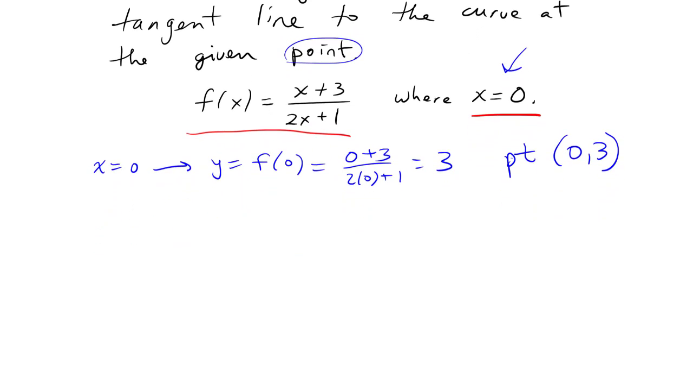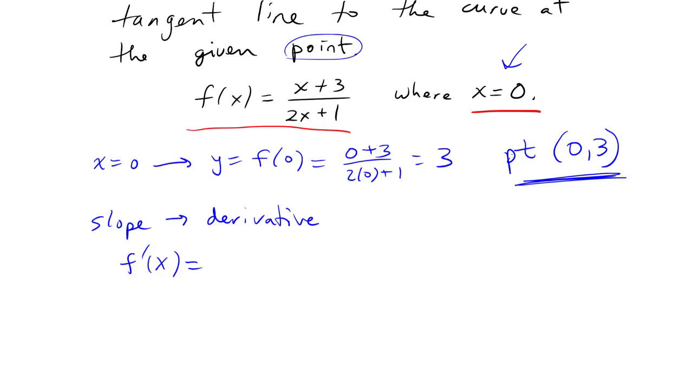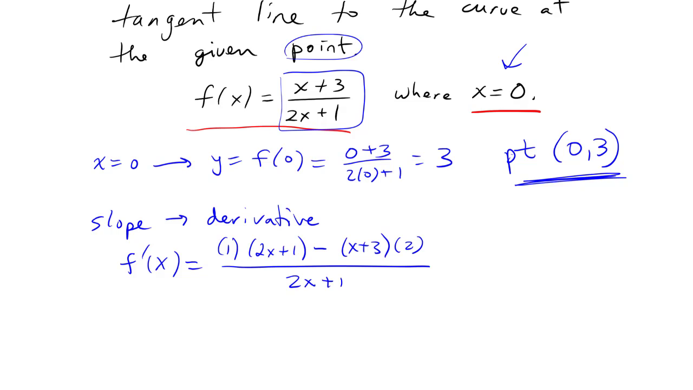So now, if we want the equation of the tangent line, we're going to need the slope and a point. Well, we already have a point on the tangent line, that's 0, 3. The slope is going to come from the derivative. So I need the derivative. So there's a quotient rule. Looking up here at x plus 3 over 2x plus 1, derivative of the top is 1 times the bottom, 2x plus 1, minus the top as it is, x plus 3, times the derivative of the bottom, 2, over 2x plus 1 all squared, the bottom squared.